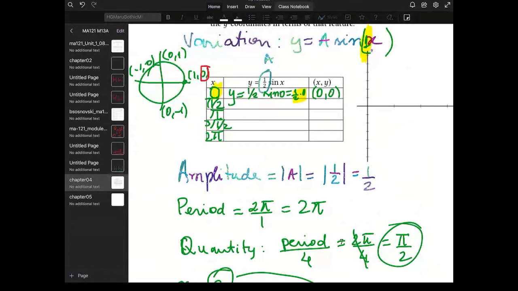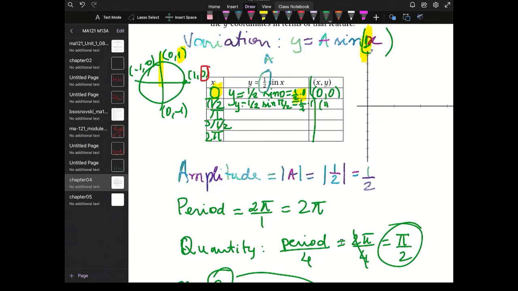The next one is pi over 2. Pi over 2 has the terminal side like this. So 1 is the sine of pi over 2. So for my function, the y value is going to be a half times the sine of pi over 2. Now pi over 2 has a sine of 1, so it's a half times 1, which is half. So the point is the angle of pi over 2. So I'm pointing out the x value, and the y value that I get from this multiplication, which is a half. So I have pi over 2 comma a half.